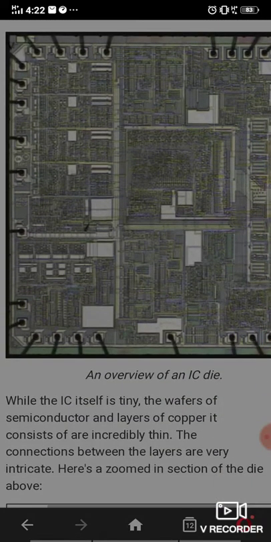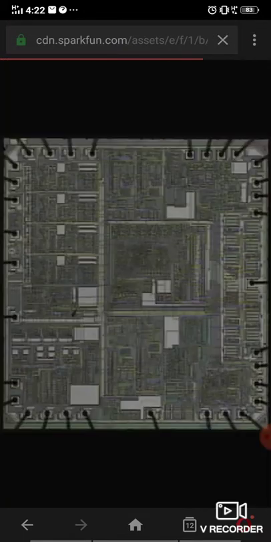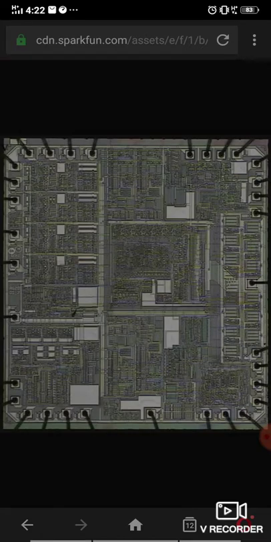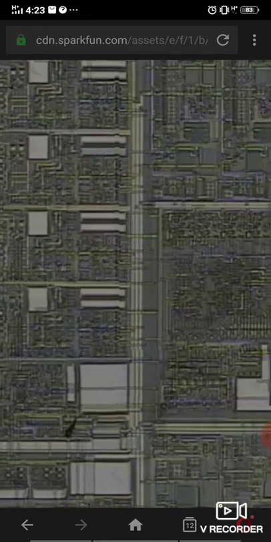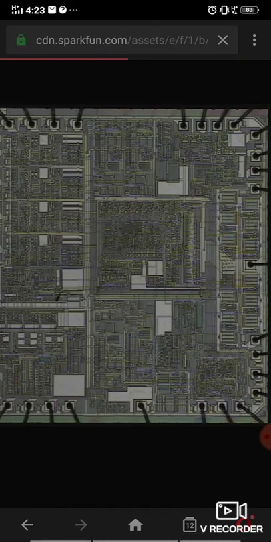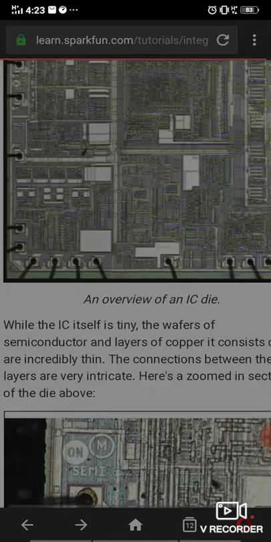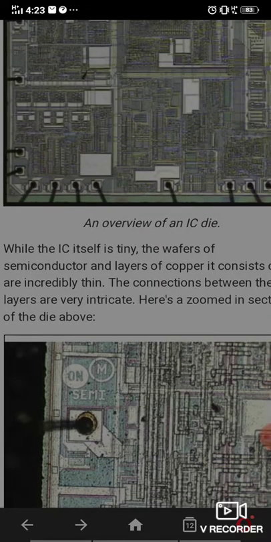While the IC itself is tiny, the wafer of semiconductor and the layers of copper it consists of are incredibly small. This is the inner portion of an IC. So, back to our topic. While the IC slab is tiny, the wafer of semiconductor and layers of copper it consists of are very intricate.